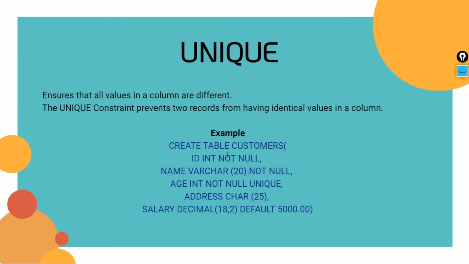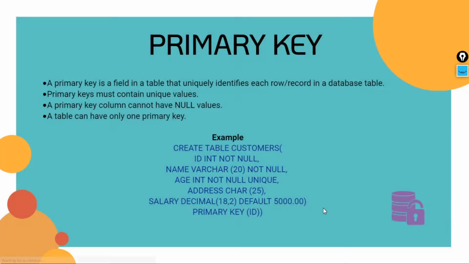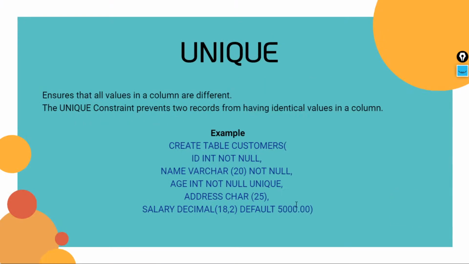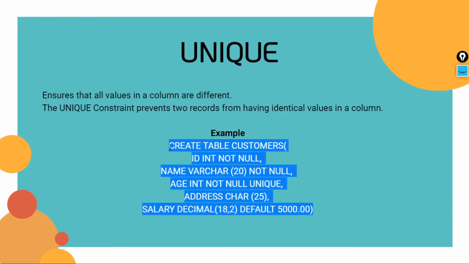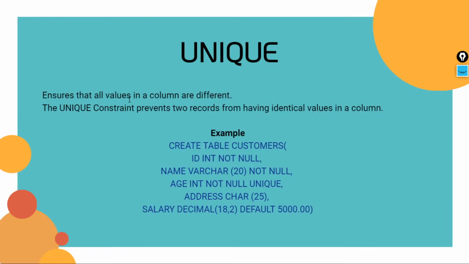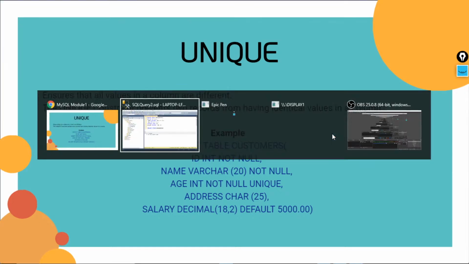The next constraint that we are going to learn about is the unique constraint. As the name suggests, it can allow only unique values in it. It cannot allow duplicate values. Let me show you with an example. The theoretical understanding is that it ensures that all values in a column are different. The unique constraint prevents two records from having identical values in a column. So you cannot have duplicates inside a particular column.